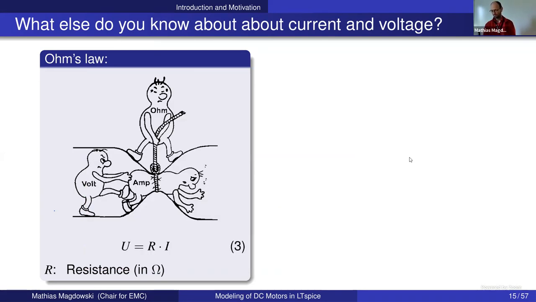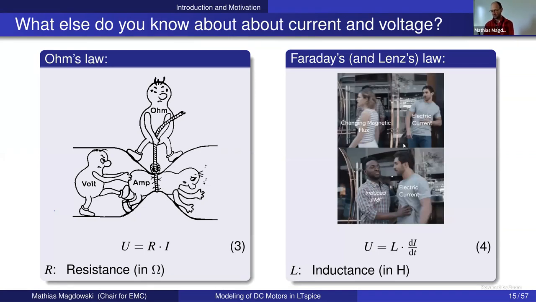So for these inductors, there is Faraday's law of induction. Faraday was a British scientist, and Lenz was a German scientist. So Faraday's law is written here, and Lenz's law gives the sign, the direction of this voltage and current. You can see it's a similar equation. Here we have the voltage, and on this side we also have the voltage.